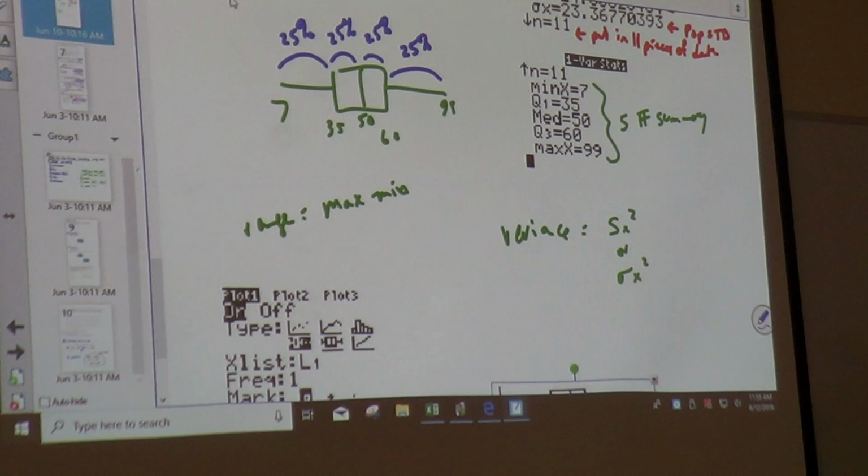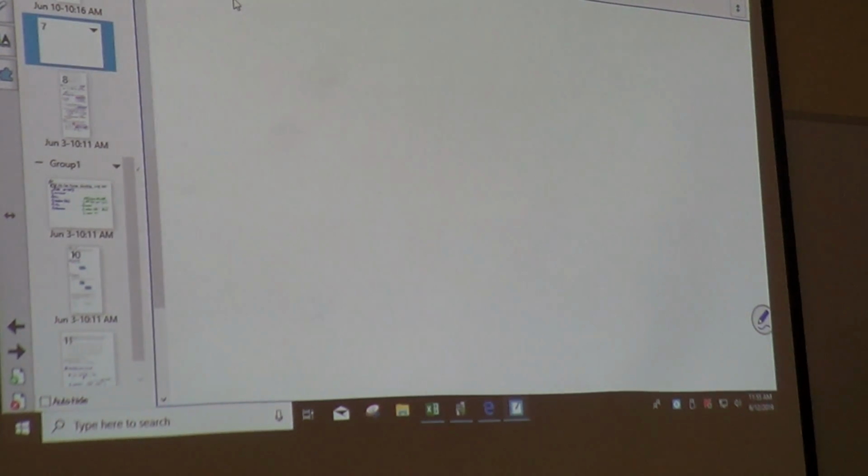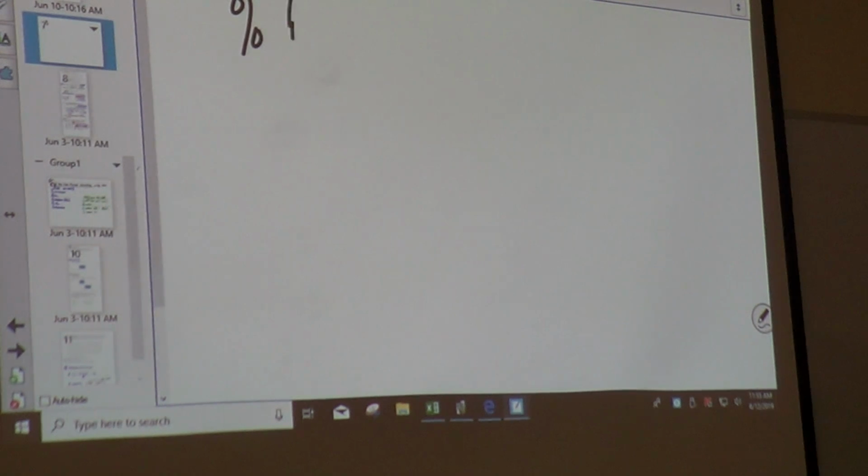Another thing that I do want to make sure that you understand, and it's this simple, is percentiles. And we're going to do another question in just a minute.